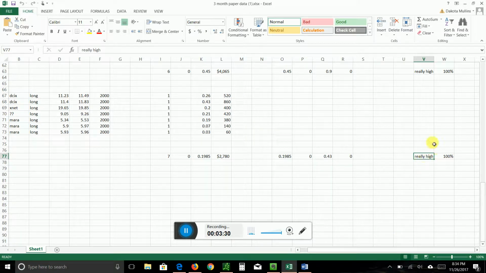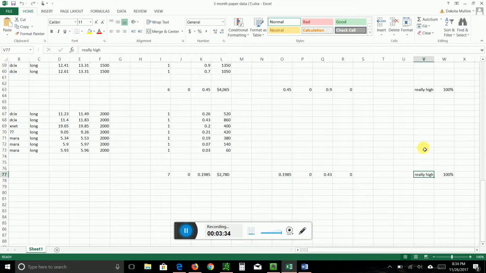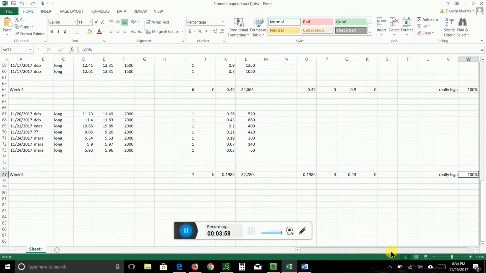My PL ratio this week was really high. I didn't compute it this week or last week because I didn't have any losers, so it's just really high, and I had a 100% winning percentage. So some pretty solid numbers.